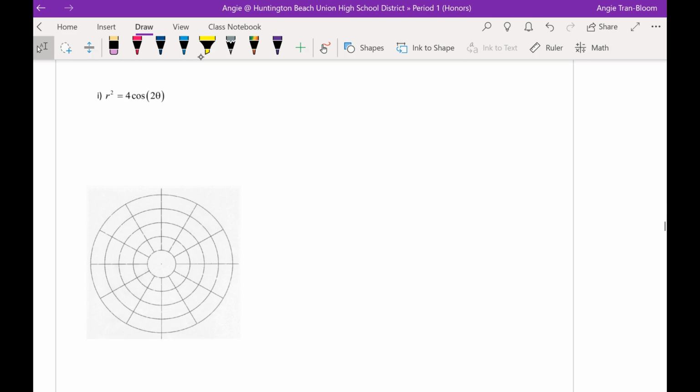I still need to finish this by hand. r squared equals 4 cosine of 2 theta. If you see an r squared, by the way, someone take a wild guess, what shape is this? A circle? No, sir. Is that the propeller? It is a propeller. Okay, so let's start with the symmetry test.